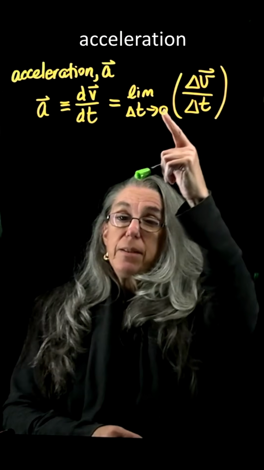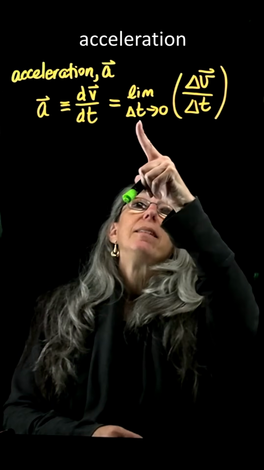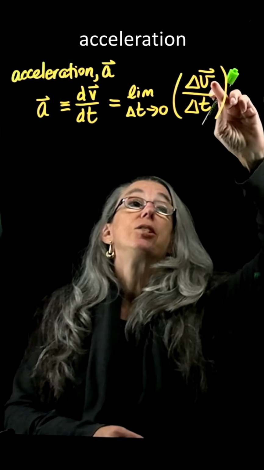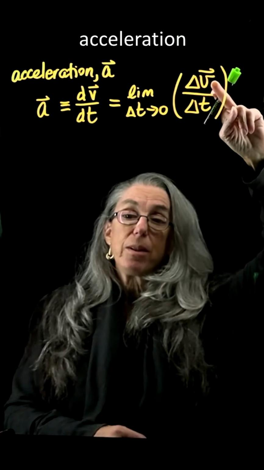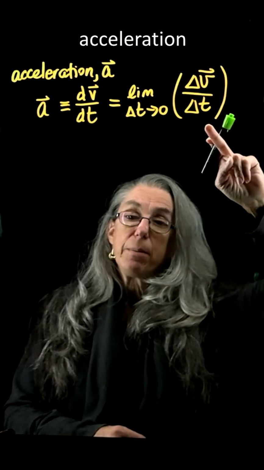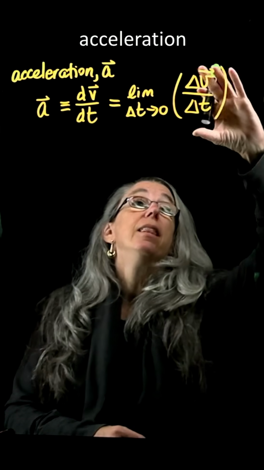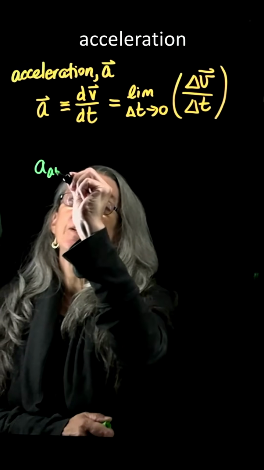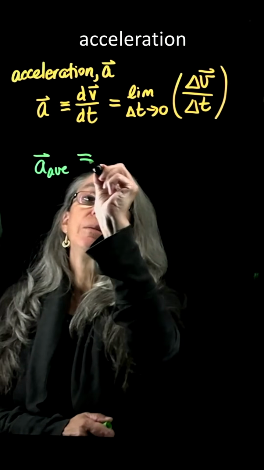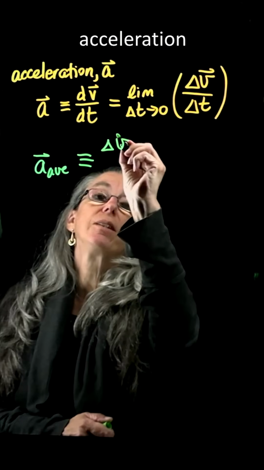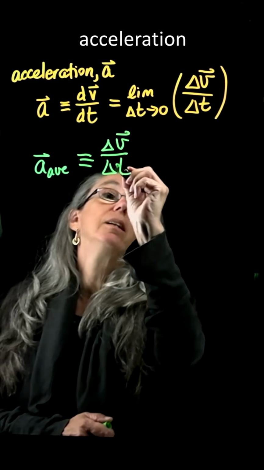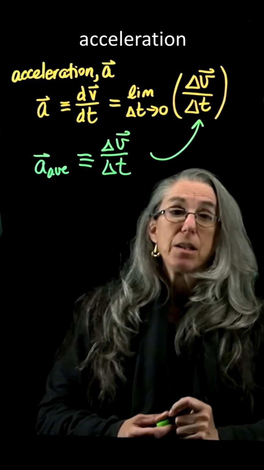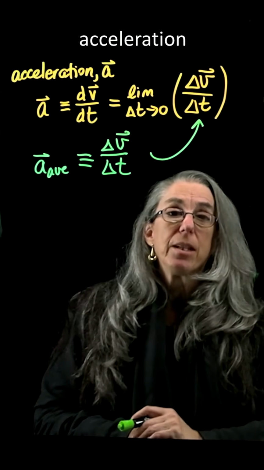The derivative is defined as the limit as the time interval gets really, really small of the change in the thing you want to take the derivative of, in this case velocity, divided by the time interval. This quantity is exactly equal to the average acceleration. So it is completely worth defining the average acceleration, if for no other reason than it's part of the definition of the instantaneous acceleration, because it appears in the limit expression.